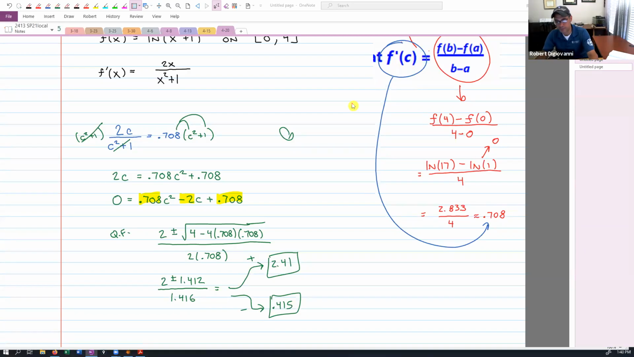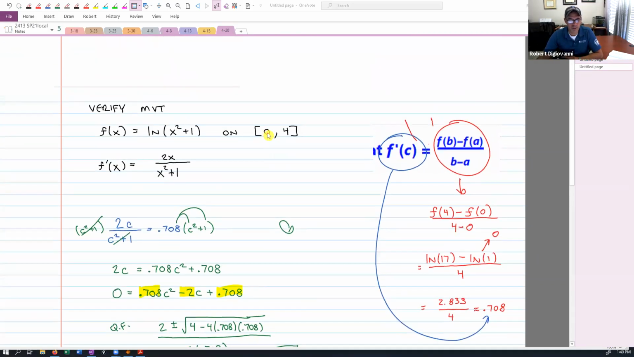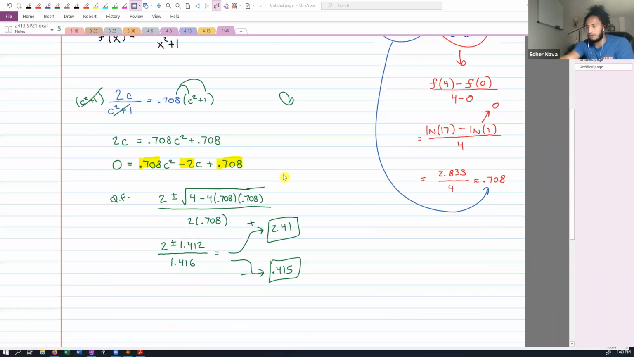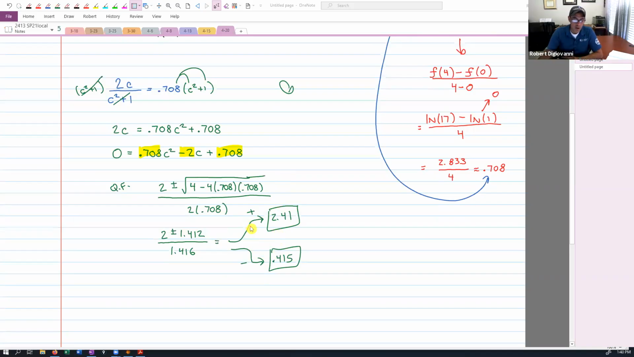All right, try it again. Wait, I do have a question on this one. Since 0.415 is negative, that doesn't fit in the interval 0 to 4. So why did we qualify that one as an answer? This one does. 0.415. The interval is 0 to 4. But isn't that like our negative answer off of the quadratic? Oh, no. Okay, so no, it's not a negative 0.415. When you use this negative, you go 2 minus 1.412. When you do that, you get a positive number, and then you divide it by a positive, you'll still get a positive.